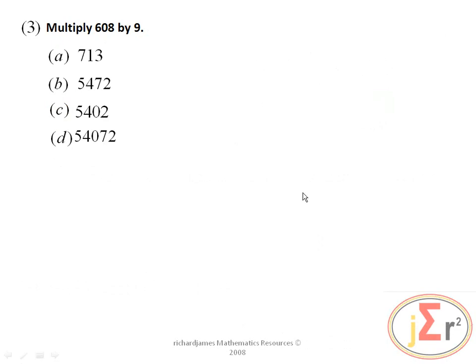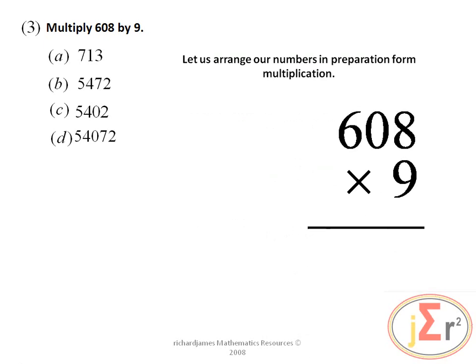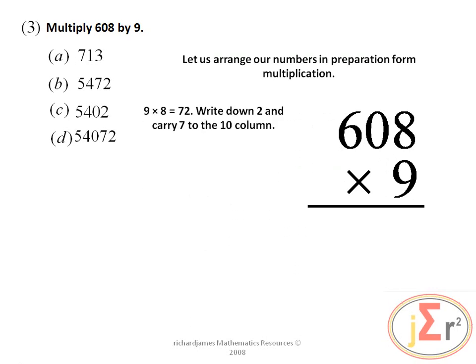Question number 3 requires that we multiply 608 by 9. Let us arrange our numbers in preparation for multiplication. So help us with this one now, Jerry. What do we say? 9 multiplied by 8 is 72. Write down 2 and carry 7 to the tens column.